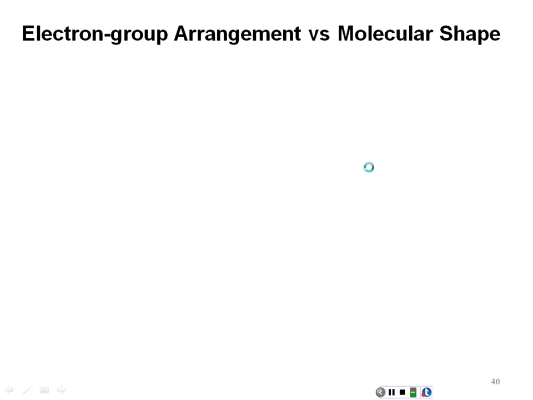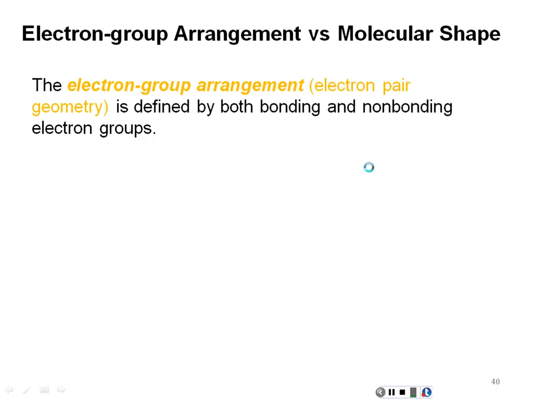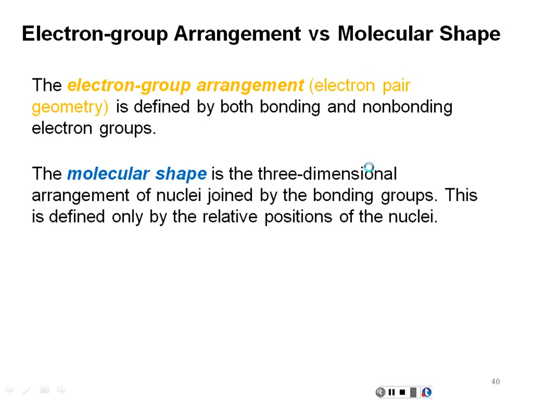So we have an electron group arrangement versus molecular shape. The electron group arrangement, also known as electron pair geometry, we brought this term up a couple slides ago. It's defined by both bonding and non-bonding electron groups. The molecular shape, on the other hand, is the three-dimensional arrangement of nuclei of atoms joined by bonding groups.